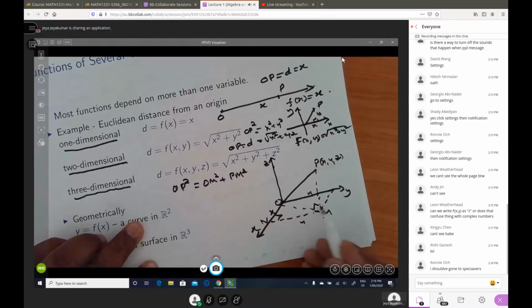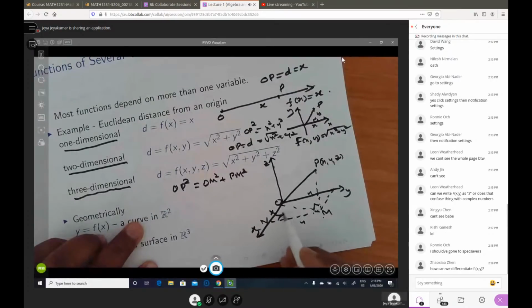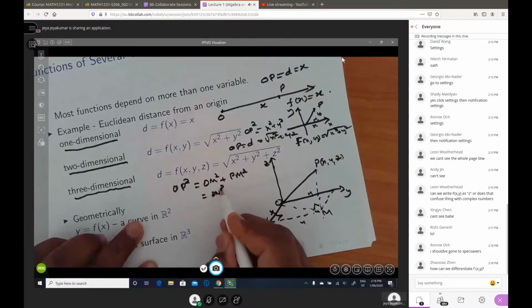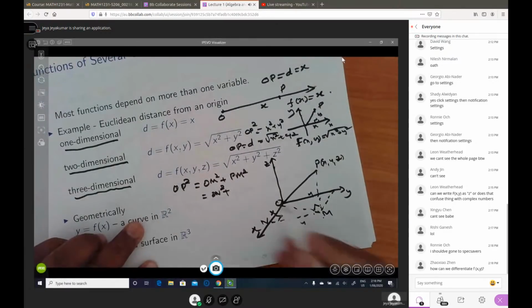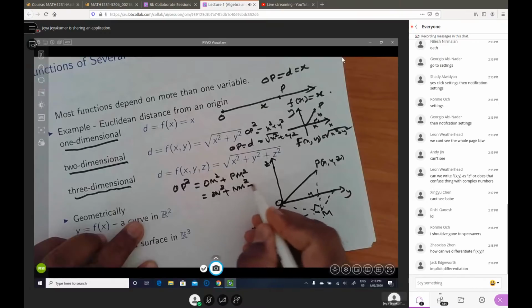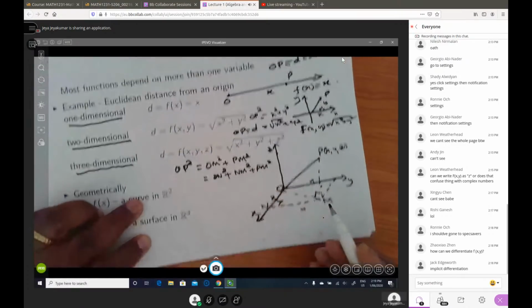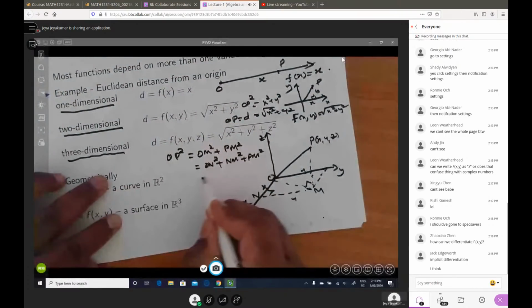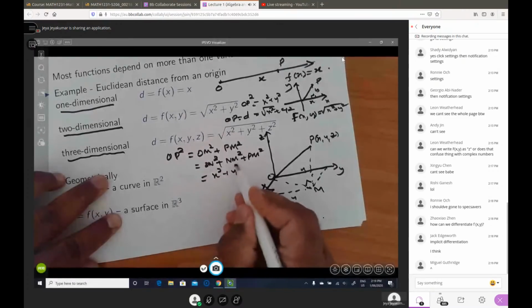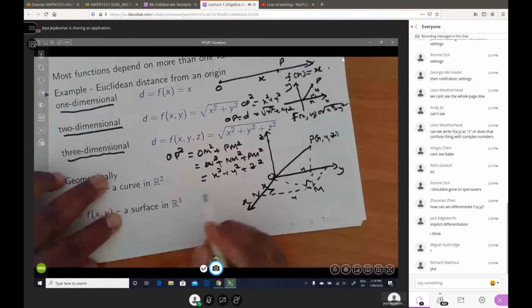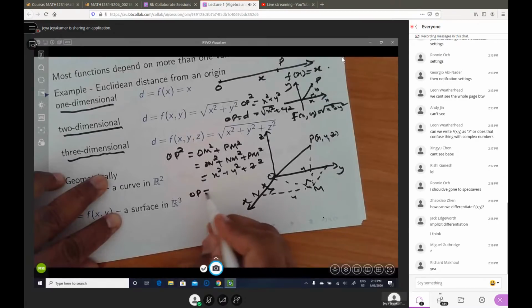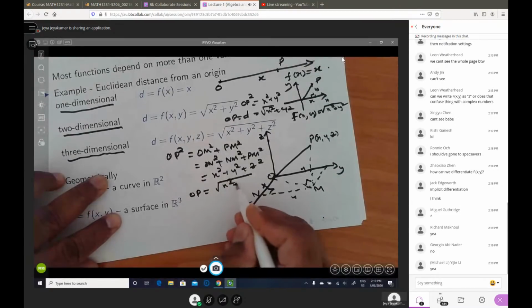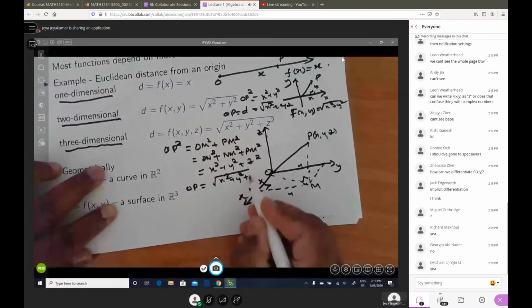Okay. So from this triangle here, and the second triangle on the xy axis here, OM squared is ON squared plus NM squared plus PM squared. Okay, so that gives you, so OP squared is x squared plus y squared plus z squared. So in three dimensions, OP equals square root of x squared plus y squared plus z squared.